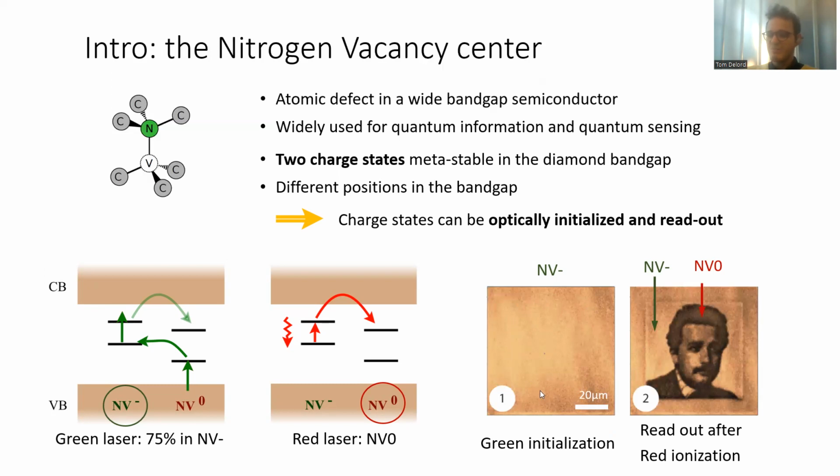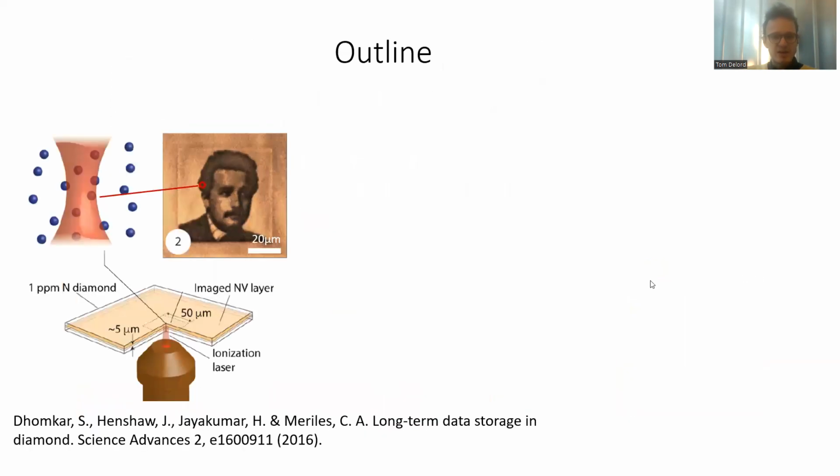And then if you use a high power red laser, you can selectively ionize certain areas of this NV sheet. And if you use a lower red power to subsequently read the charge state of the NV, you will observe what you see here: the image you have imprinted with the higher power red laser. This process you can repeat, you can do several readouts, and you can reinitialize everything into the bright state with the green laser. And this has been shown a couple of years ago.